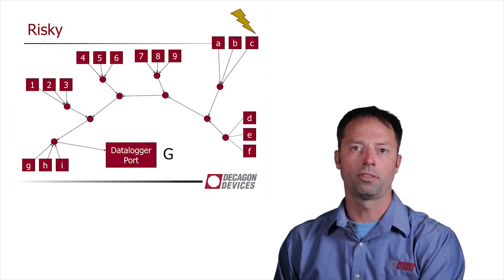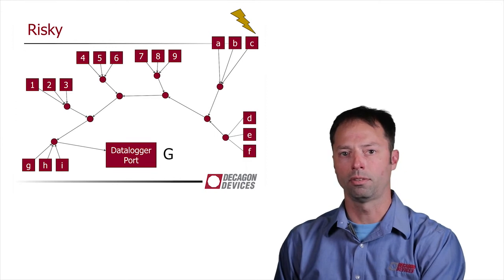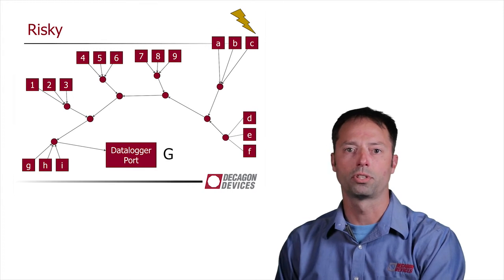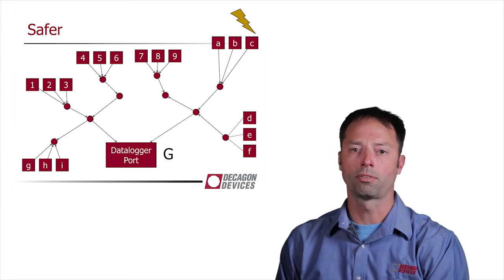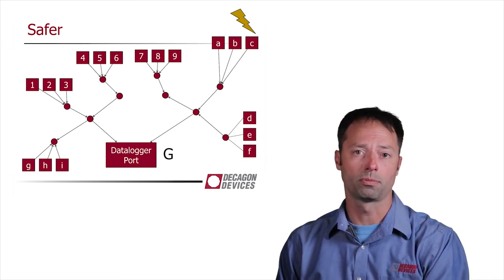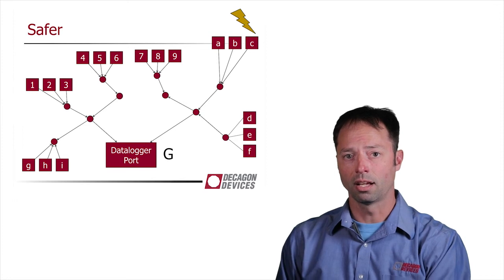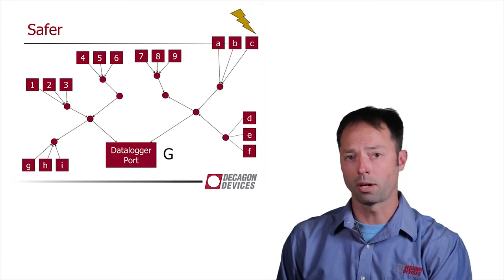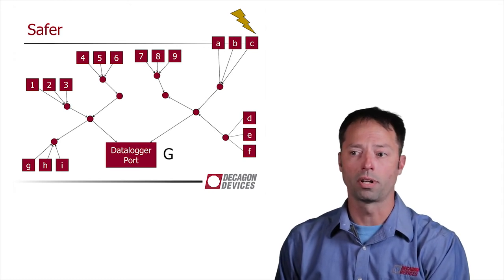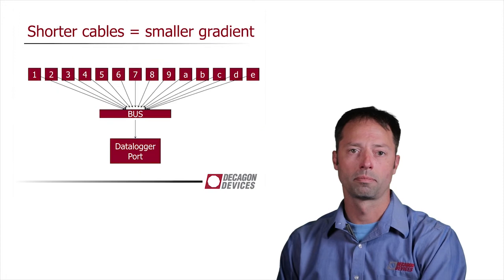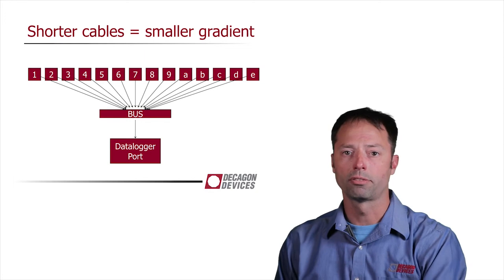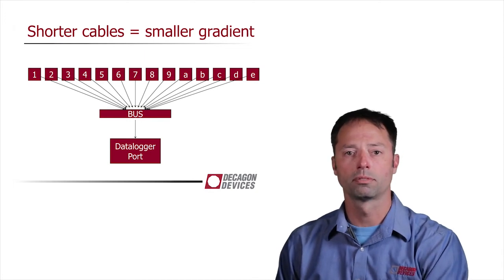So in a case like this, your cable length is very long, so you're going to get a larger difference in that voltage gradient. And so it's a good idea to break up your networks in case you are in areas that are susceptible to lots of lightning. In this case, breaking the network in two will be a lot safer for your sensors than having them all on one network. And again, shorter cables are going to equal a smaller gradient, so you should run into a lot fewer problems.